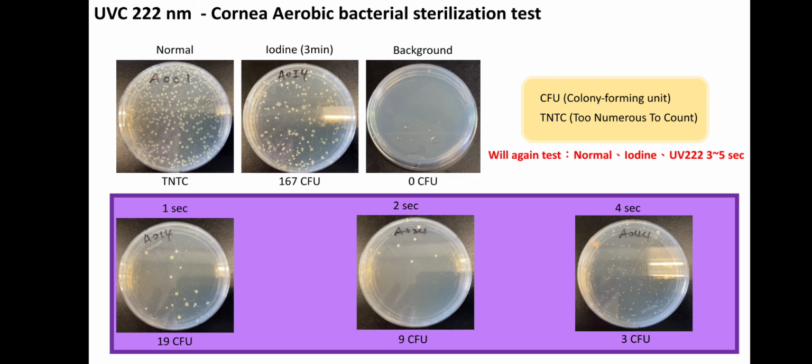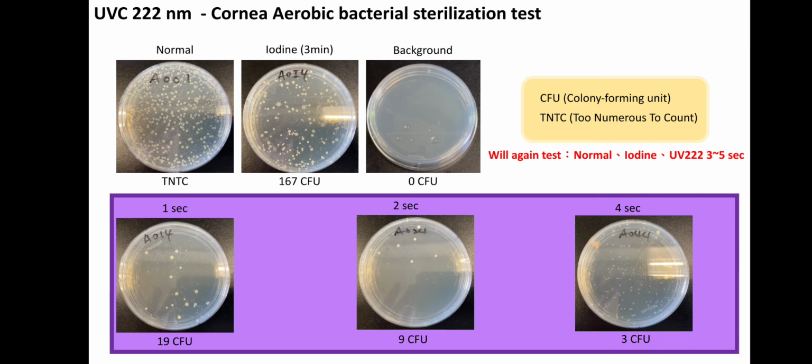So this is another result which I got from the corneal aerobic bacterial sterilization test. In this result we took the swab after exposure to UVC at different time points: 1 second, 2 second, 4 second. We can also use iodine in this study, in the rat model. Here we can see the sequence.